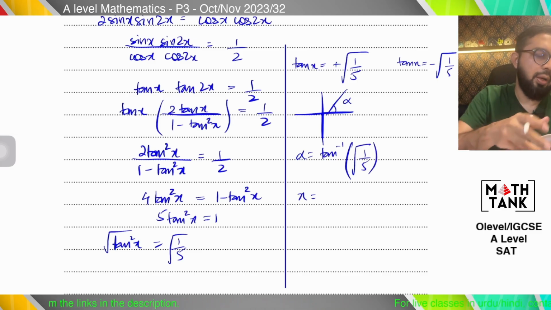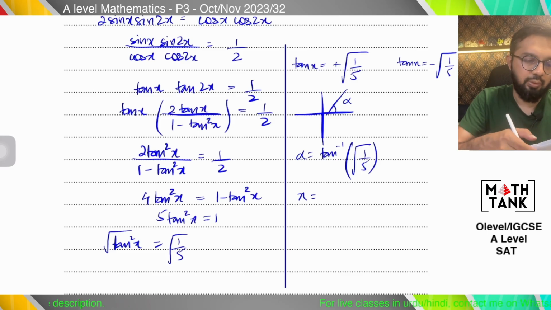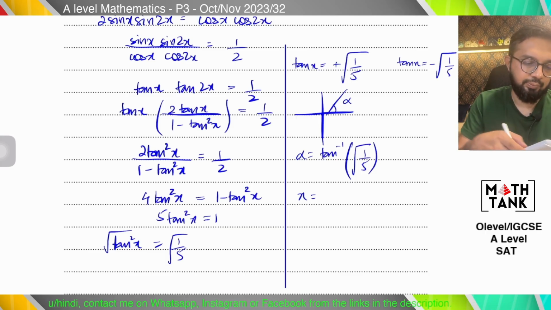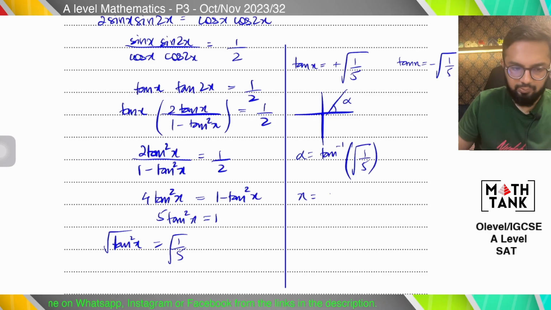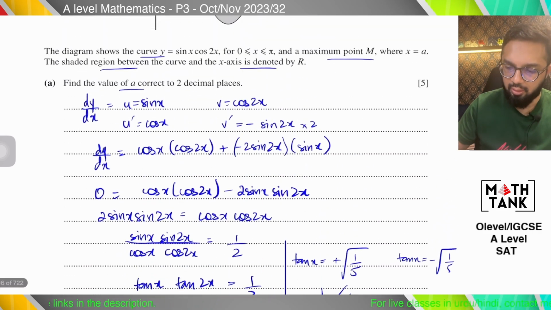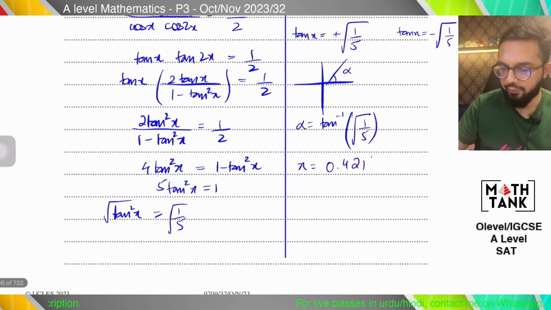Tan inverse of root 1 over 5, in radians, is 0.421. It is correct to two decimal places of 0.42.